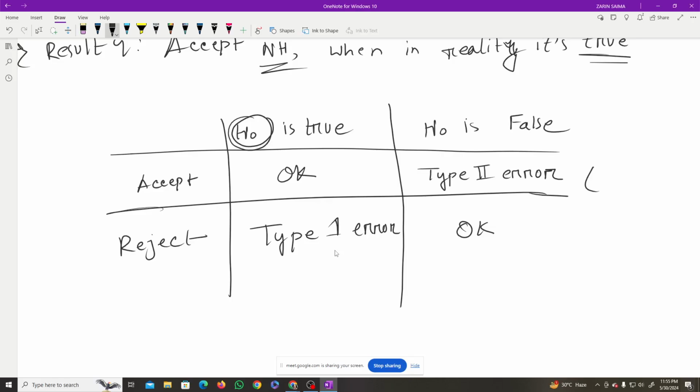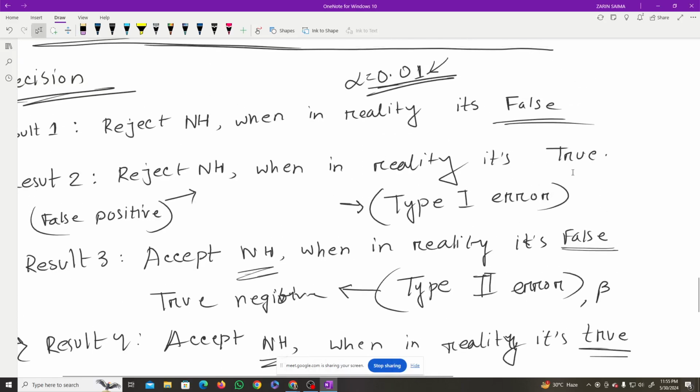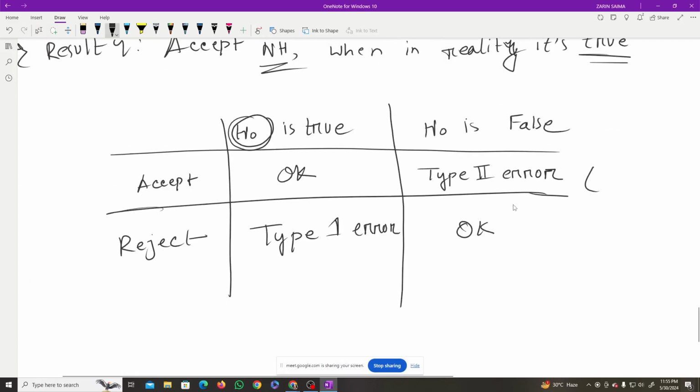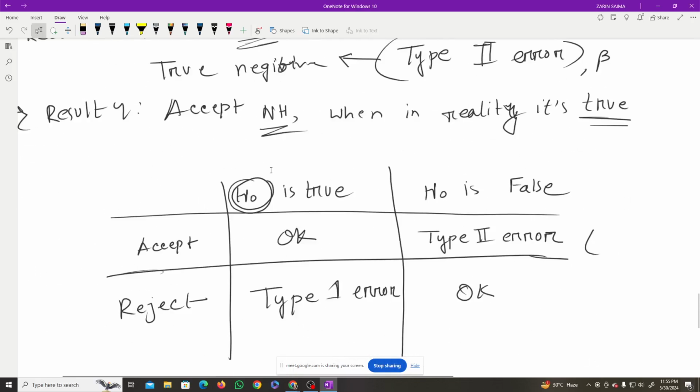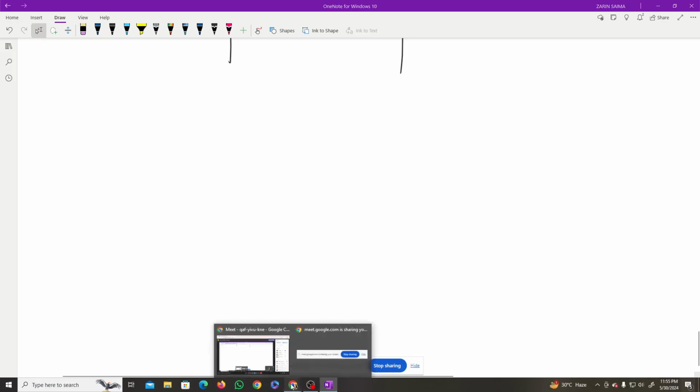This is known as false positive and this is known as true negative. So yeah, this was it. Now we can look at some examples, but we are quite at the end of the time.